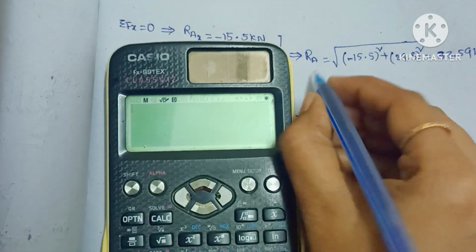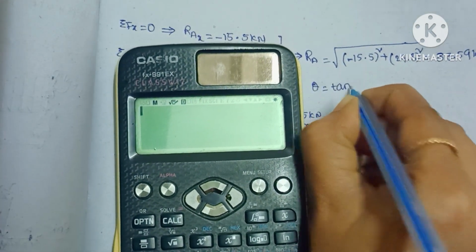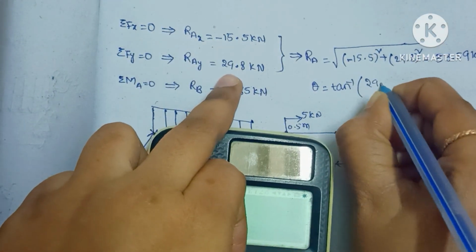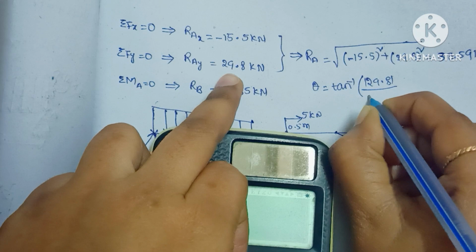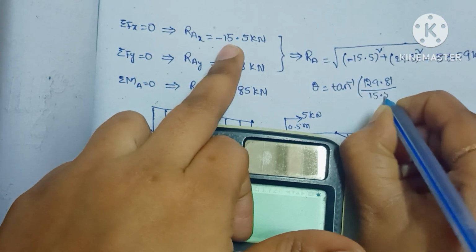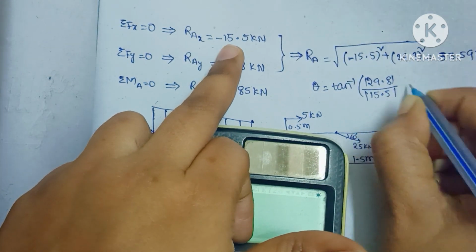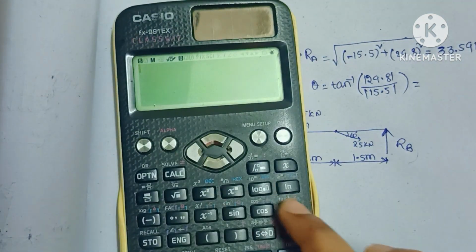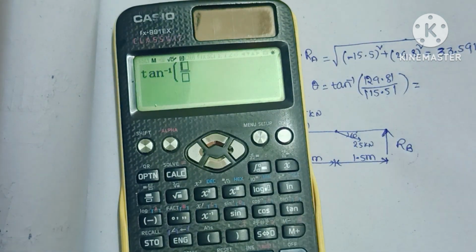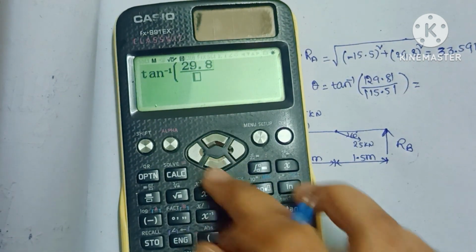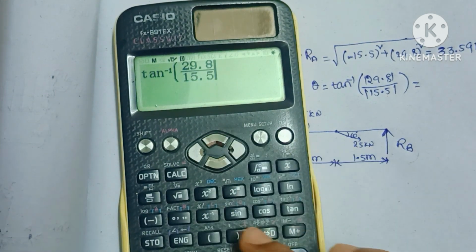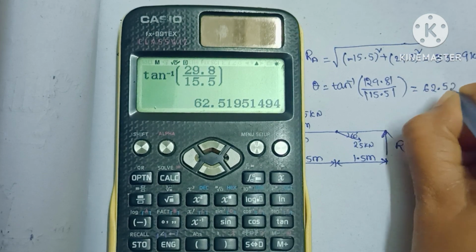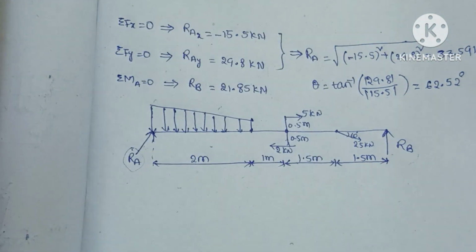If you keep the minus outside you will get a different answer, so don't forget that. And for finding the direction, theta equals tan inverse of RAY by the modulus of RAX. RAY is 29.8, and modulus means positive, so 15.5. Shift plus tan gives tan inverse of 29.8 divided by 15.5, and we will get 62.52 degrees. In this way we can find the direction.